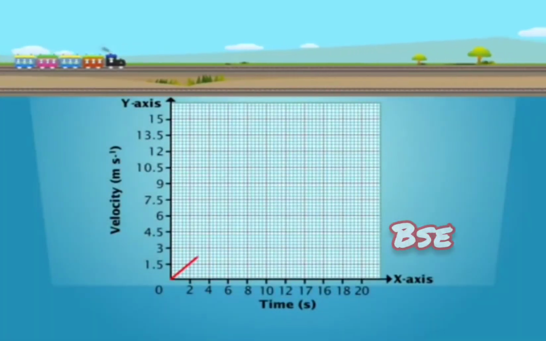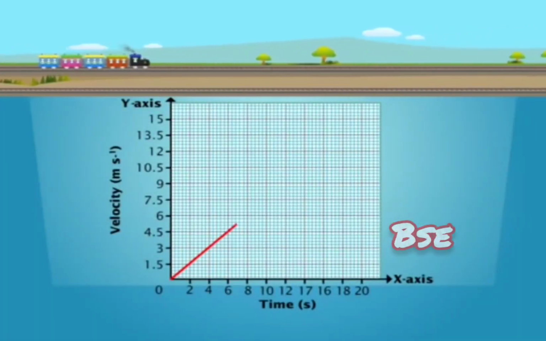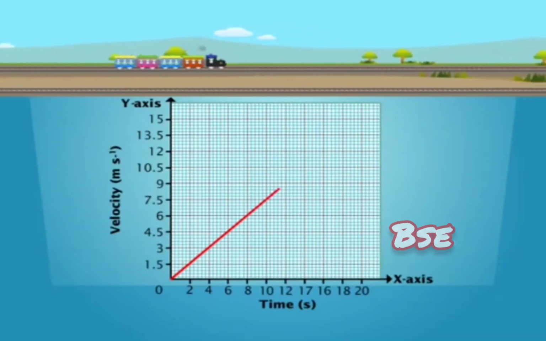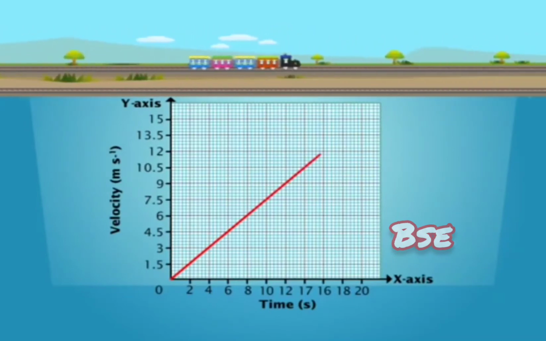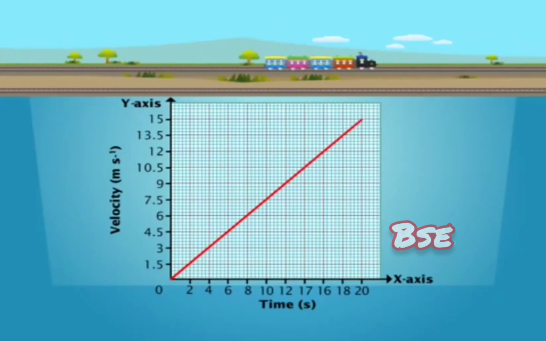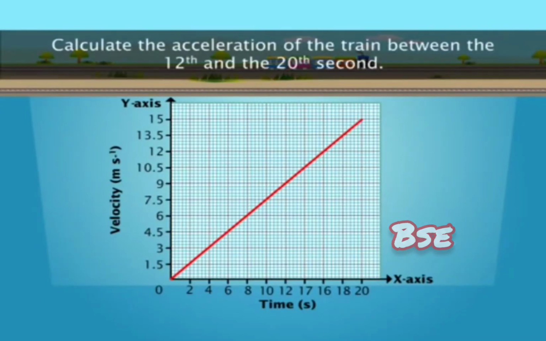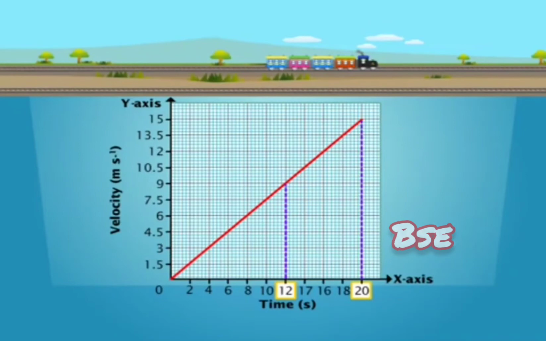Now, here is a velocity time graph of a train accelerating from 0 to 15 meters per second in 20 seconds. Calculate its acceleration between the 12th and 20th second. The acceleration in the 8-second time frame can be calculated like this.